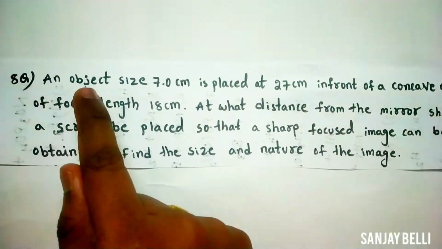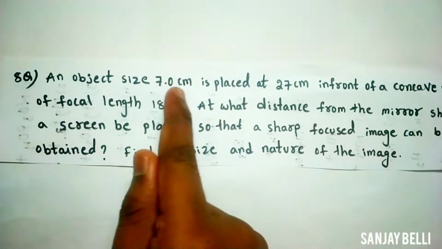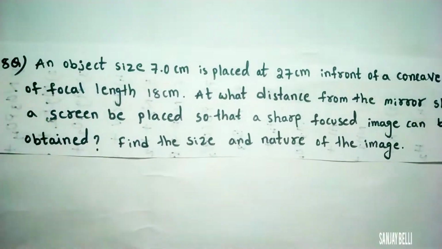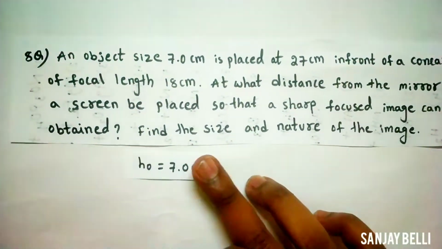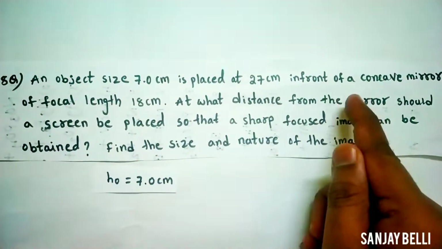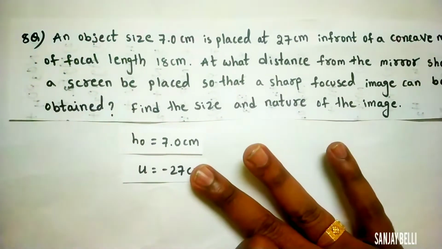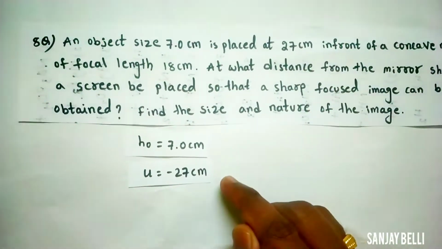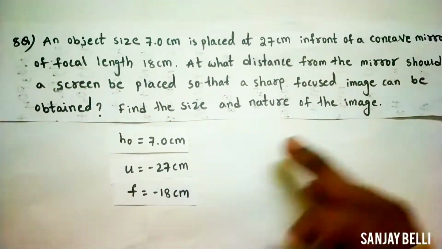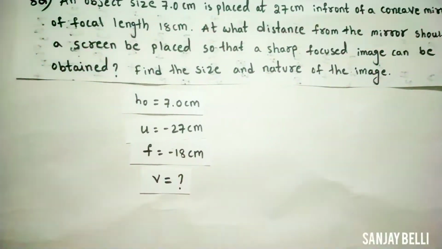So what has he given? An object size of 7 centimeters. Object size means height of an object. So your h naught equals 7.0 centimeters. It is placed at 27 centimeters in front of a concave mirror. That means object distance equals minus 27 centimeters. Focal length is given as 18 centimeters. And what do we have to find? We have to find the image distance and image height.